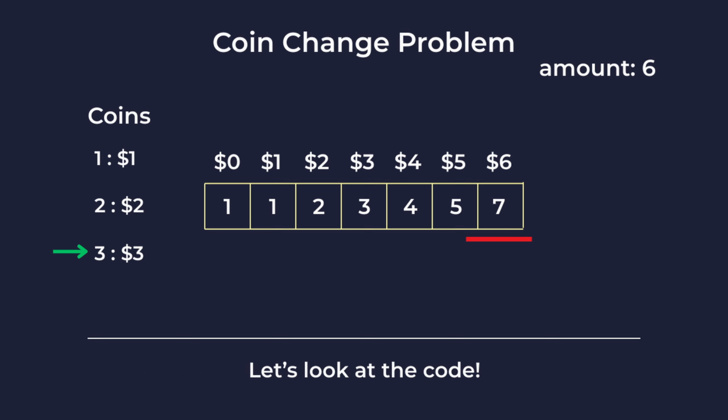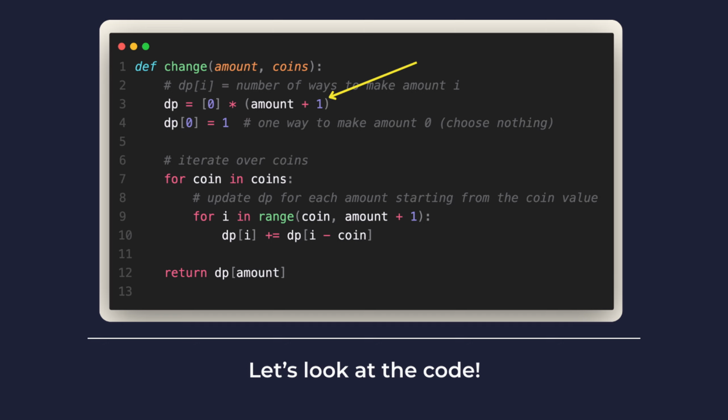Let's look at the code. We start by initializing an array of size amount plus 1. We set index 0 to 1 and the rest to 0. For each coin, we update the DP array starting from that coin's value up to the target amount. At each step, we calculate the new value by taking the current value and adding the value from the amount minus the coin value. Finally, we return the value at the target index, and that's how we solve the coin change problem for number of ways using dynamic programming.